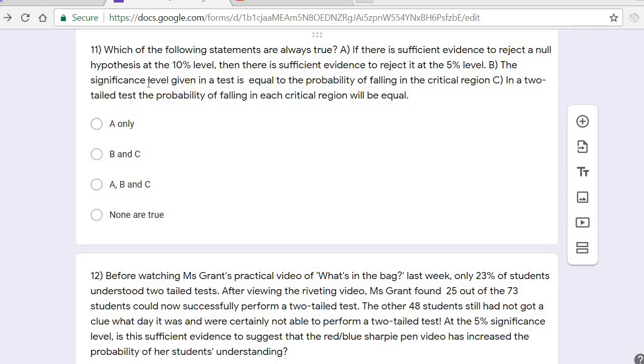So B is false. And C, the probability of falling in each of the critical regions in a two-tailed test, they will only be equal. Hopefully you noticed this in one of my videos last week. They'll only be equal if P equals 0.5. So that won't always be true either. So in fact, we've got false, false, false. So it is in fact D, none are true.